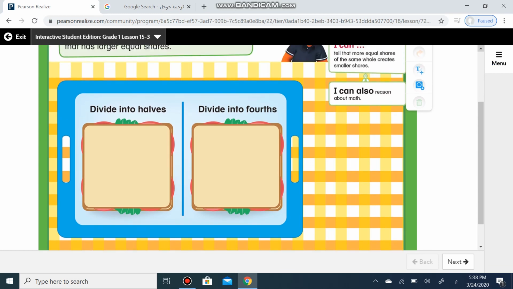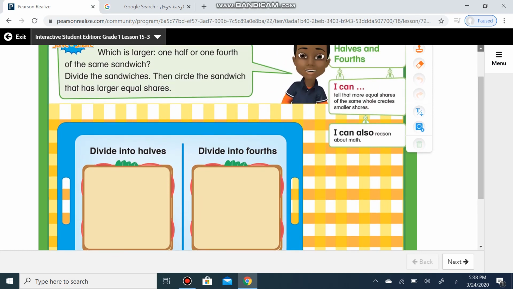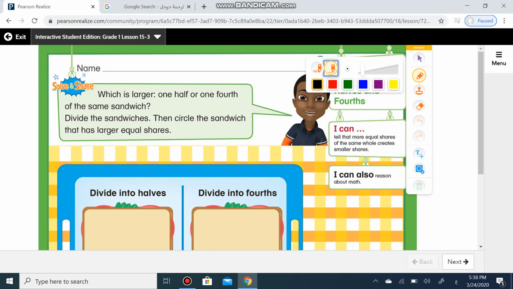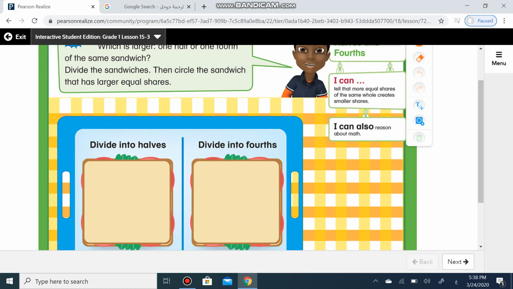In the last lesson, we learned how to make halves and quarters. Now, let us remember how. If I have these two sandwiches and I want to divide them into halves and quarters, divide the first one into halves. What will I do? Very good. Divide it into two equal shares. That's easy to do. Like this, I have two equal shares.